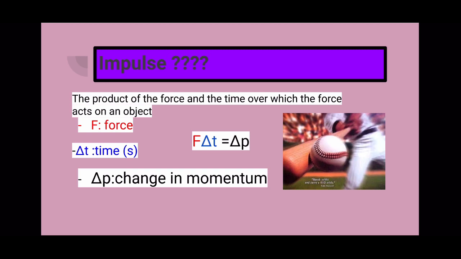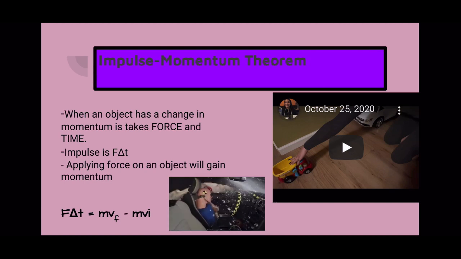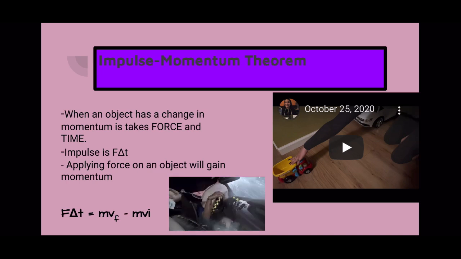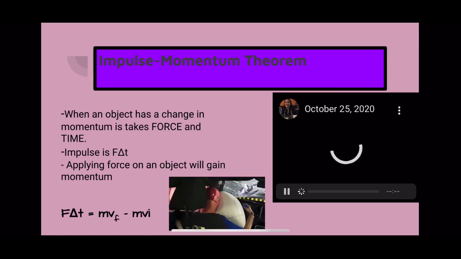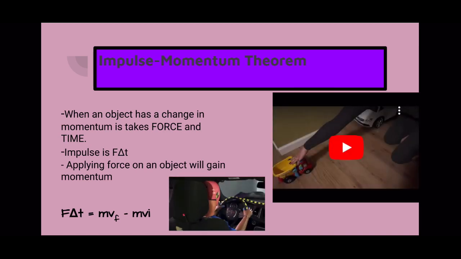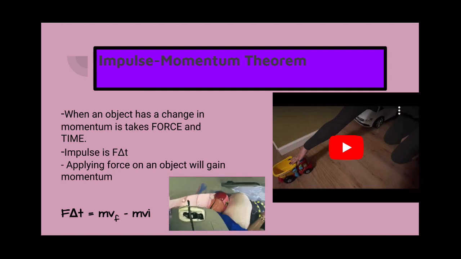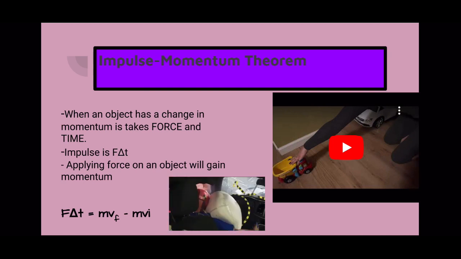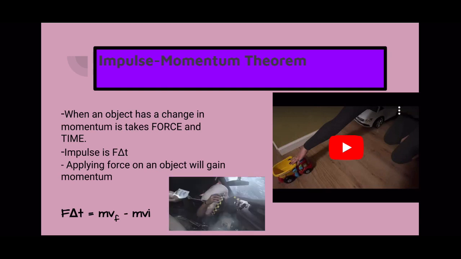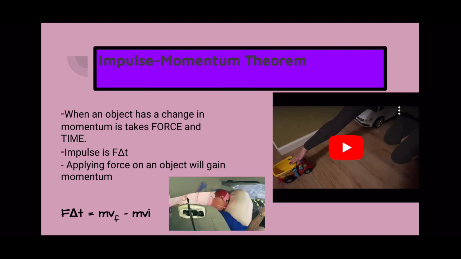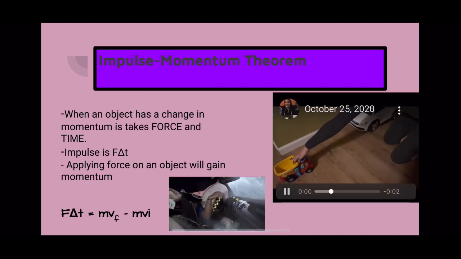Well, impulse is directly linked to impulse momentum theorem, with the formula being F times T equals mass times final velocity, minus mass times initial velocity. Impulse momentum theorem is when an object has a change in momentum, it takes force and time. Meaning, if you apply force on an object, it will gain some momentum. Or if an object is losing momentum, it must be transferred to that force.